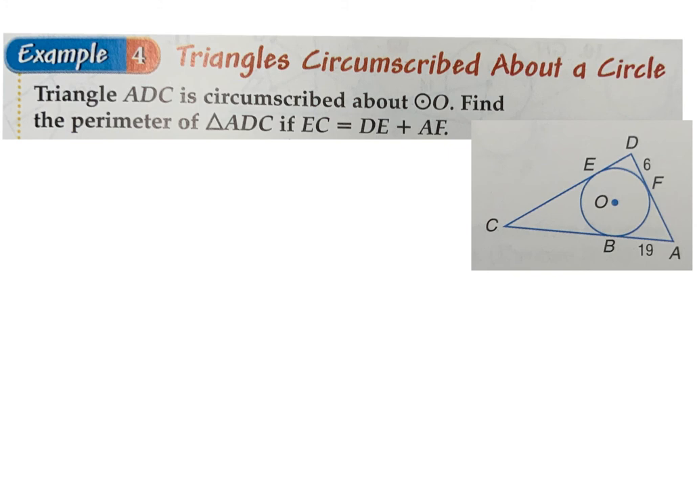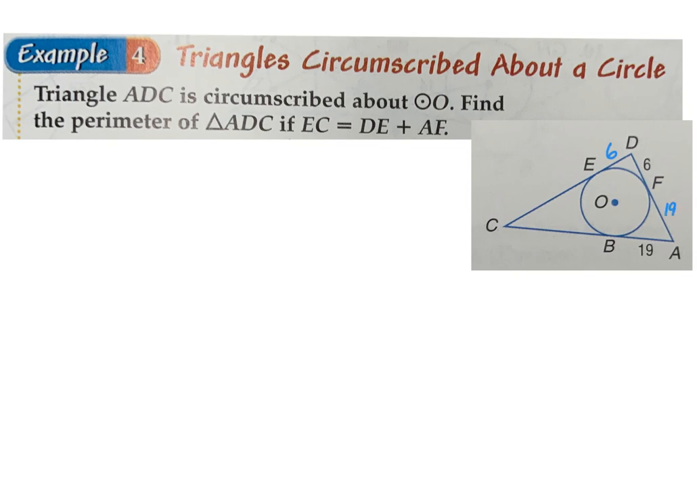Triangle ADC is circumscribed about the circle O. Find the perimeter of triangle ADC if EC equals DE plus AF. So let's first talk about the information we have. We know that from D to F is 6, all right? D is tangent to the circle at F and at E. So what do we know about DE? It is also 6, right? Same for A to B and A to F, right? They are tangent at the same point. And so if this is 19, we know that this one is also 19.